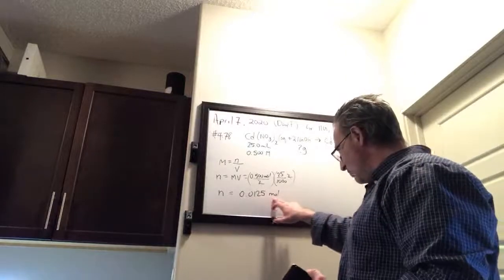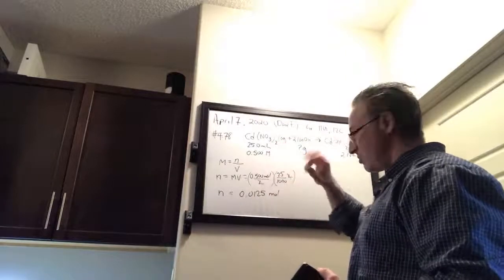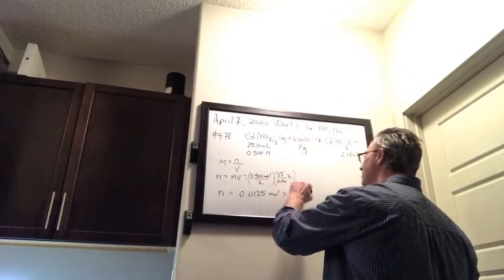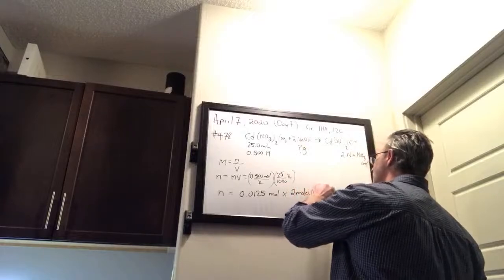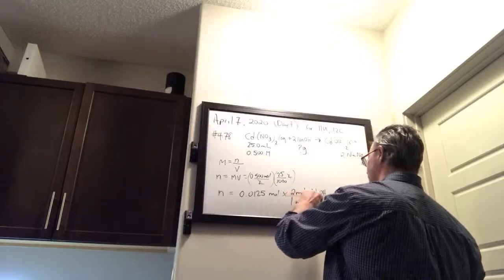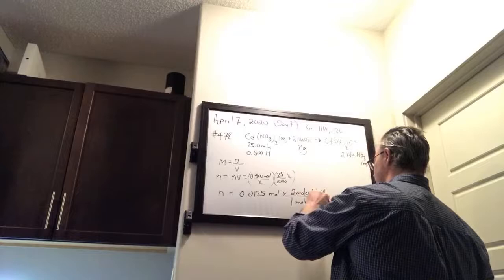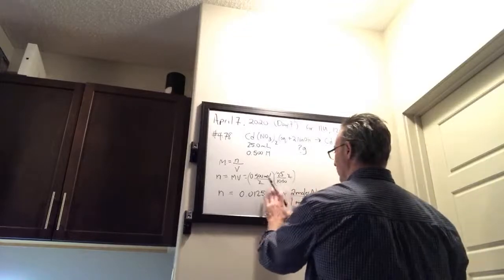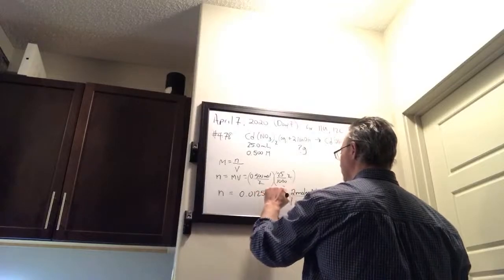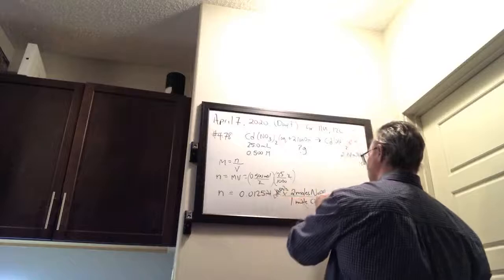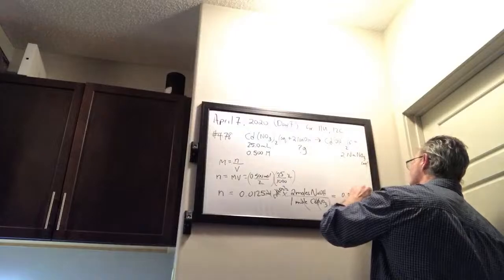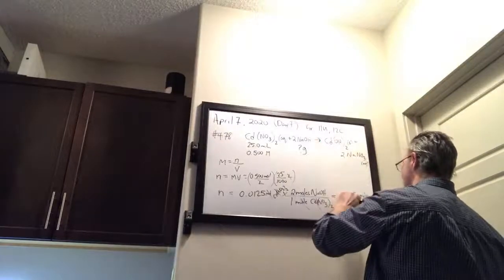So 0.0125 moles of cadmium nitrate are present. We're going to need twice as many moles of the sodium hydroxide. So we're going to say times 2 moles of sodium hydroxide for every 1 mole of cadmium nitrate. Oh, I should have written this was moles of cadmium nitrate as well. Forgot to write it in there, sorry about that. Okay, the moles of cadmium nitrate will cancel, and you get 0.0250 moles of sodium hydroxide.